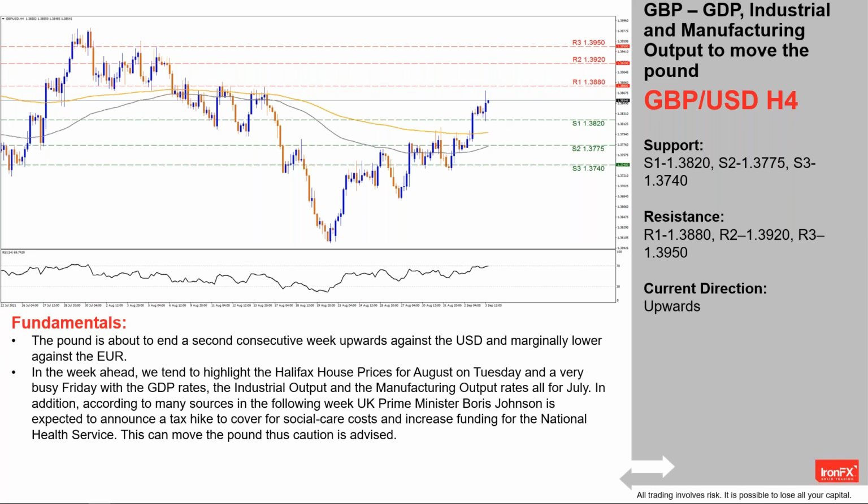In the past days, nationwide house prices rates were much stronger than expected, while the market final manufacturing PMI was also slightly better, which both tended to support the GBP. In the week ahead, we tend to highlight the Halifax house prices for August on Tuesday and a very busy Friday, which is the 10th of September, with the GDP rates, the industrial output, and the manufacturing output rates all for July.